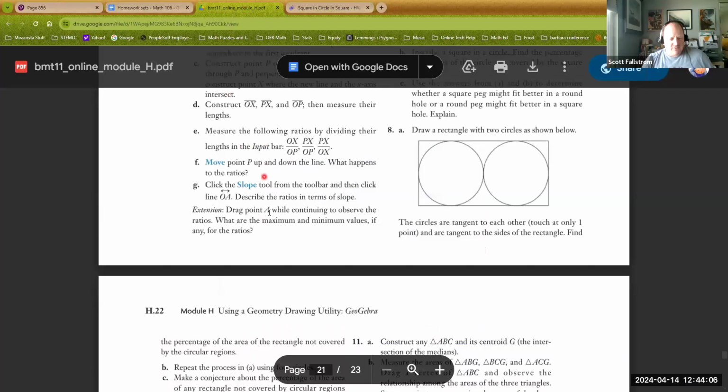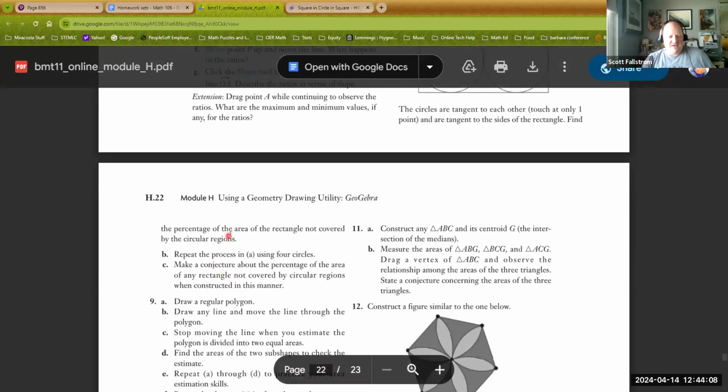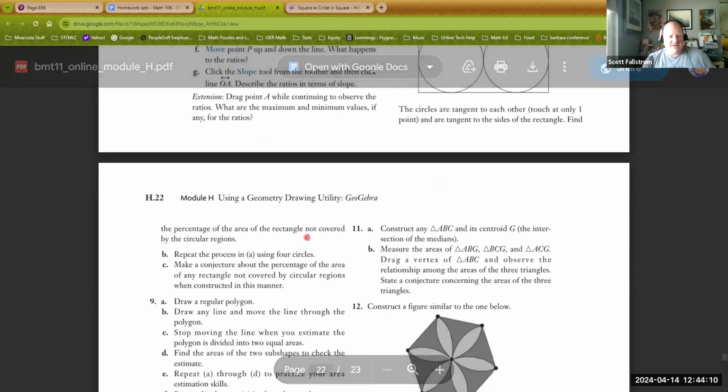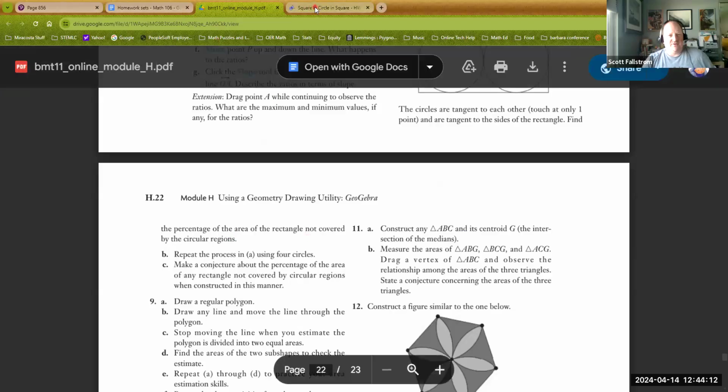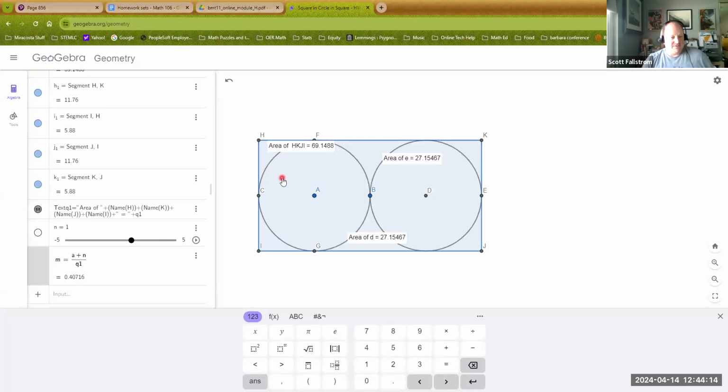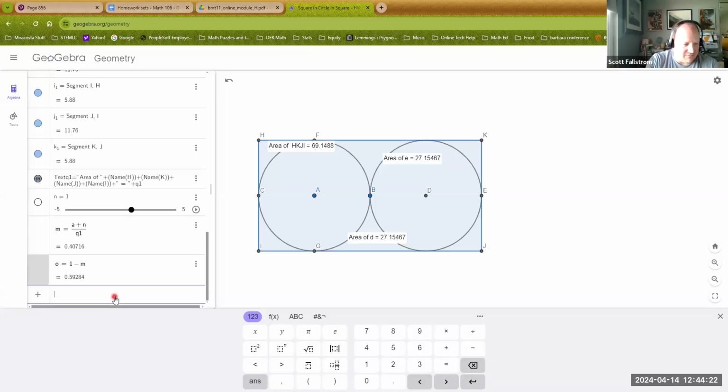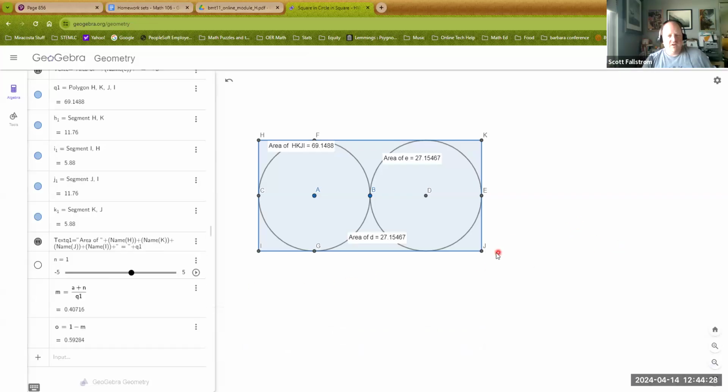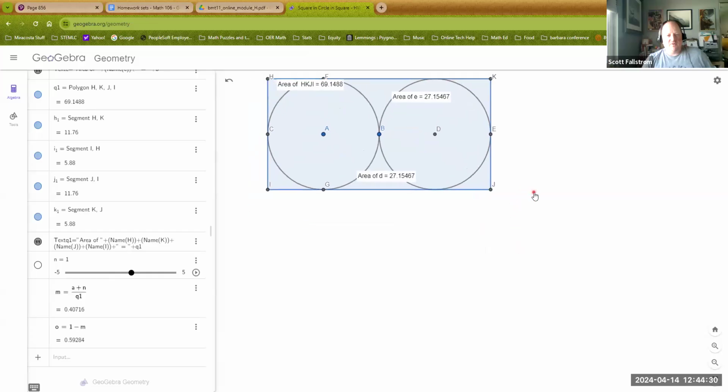And what was it asking for? Find the percentage of the area of the rectangle that is not covered by the circular regions. That is not covered by the circular regions. Okay, so I need 1 minus that. Okay, so I need 1 minus M. 59.284. Okay, there we go. All right, you know what I'm going to do is I'm going to raise that up to the top.